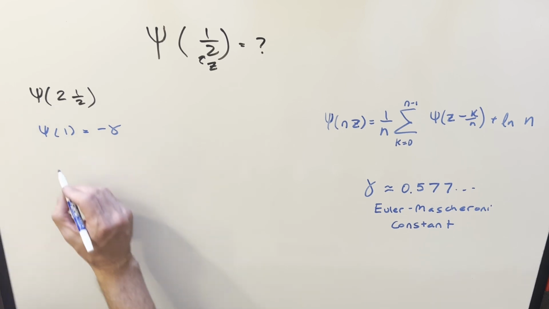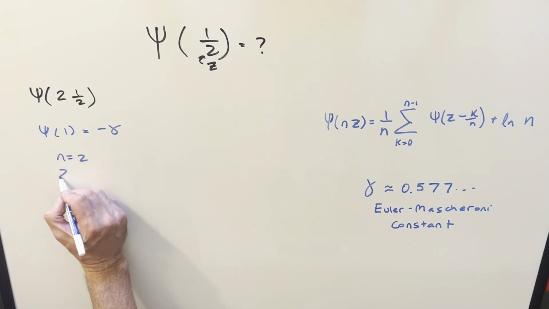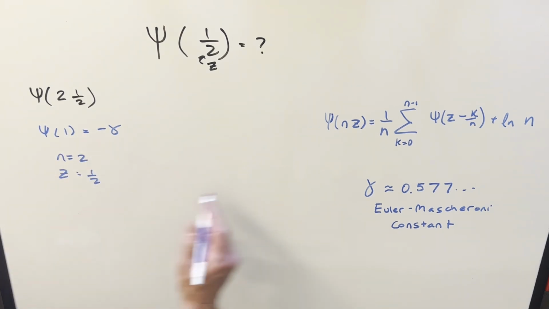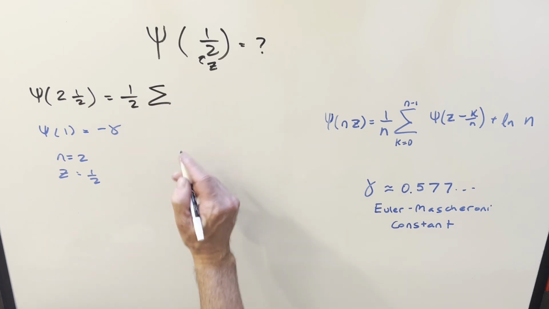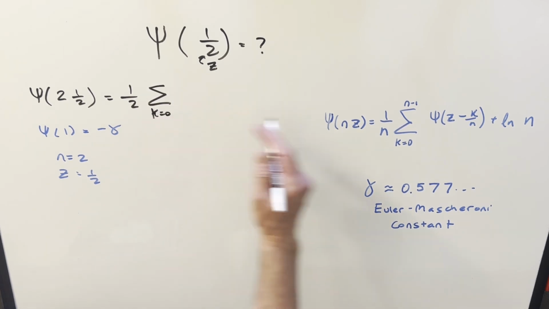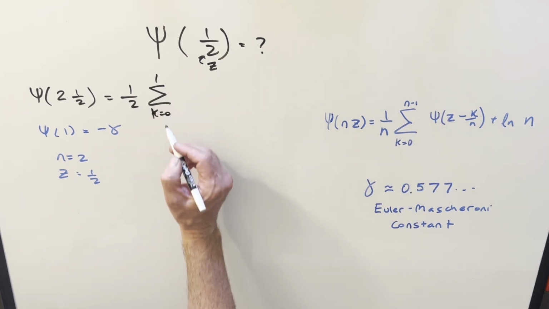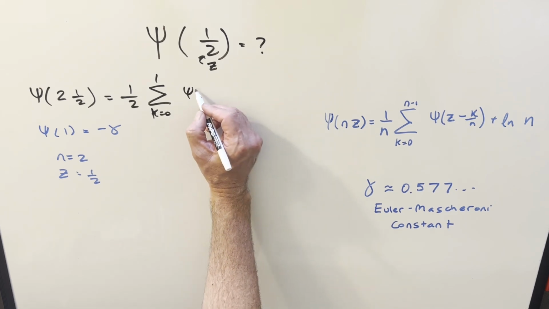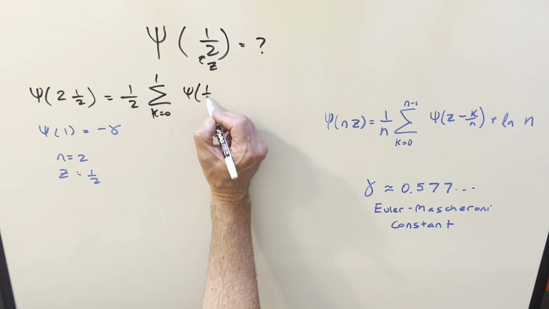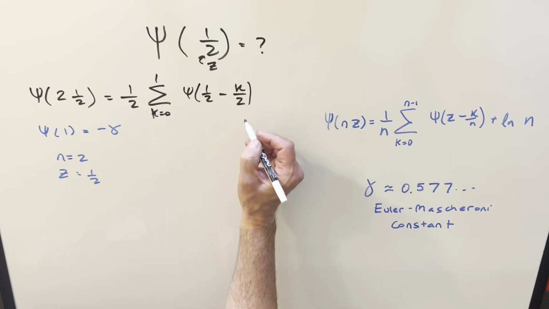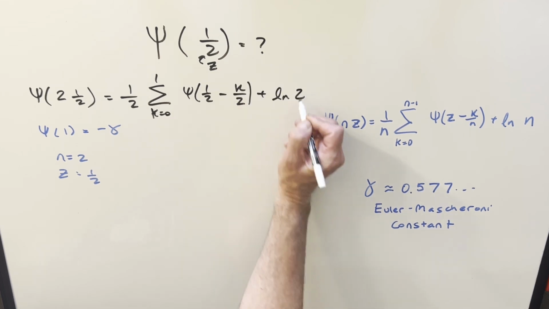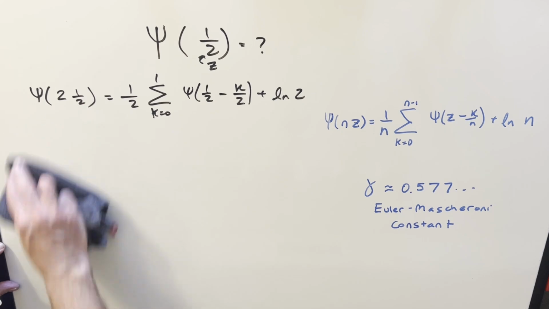So in this setup, n is going to be 2 and our z is going to be 1/2. Let's plug everything in. Out front, we're going to have 1/2. Our sum is going to be from k equals 0 to n minus 1, and 2 minus 1 is 1 there. Then we're going to have Digamma of our z, which is 1/2, minus k over n, which is 2, plus natural log of 2. Then let's try to simplify it and see what we have.